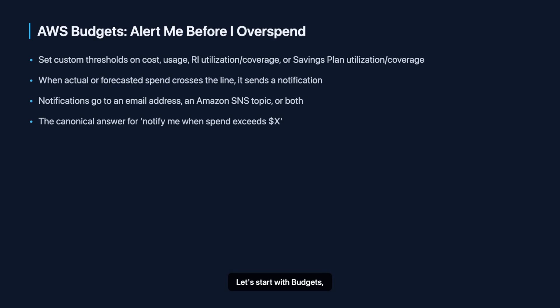Let's start with Budgets, because it's the one you'll see most. The idea is simple. You set a custom threshold and Amazon Web Services watches it for you. And it's not just dollars. You can budget on cost, on usage, on reserved instance utilization or coverage, or on savings plan utilization or coverage. When actual or forecasted spend crosses your line, Budgets sends a notification, either to an email address, to an Amazon SNS topic, or to both. So whenever a question says notify me when spend exceeds some amount, your default answer is Amazon Web Services Budgets.